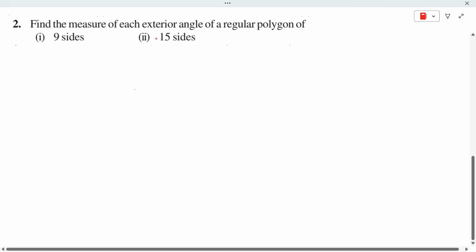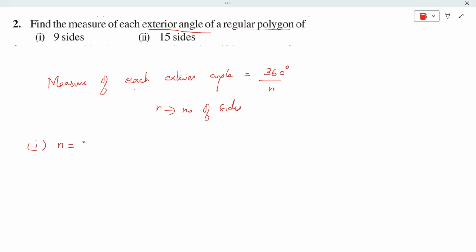Question number 2. Find the measure of each exterior angle of a regular polygon. So only if it is a regular polygon, I have the formula. Measure of each exterior angle is equal to 360 degree by n, isn't it? So we already know this formula. We are going to substitute the value of n. What is n? n is the number of sides, isn't it? So the number of sides is already given as, for the first question, n is equal to 9. So I'm going to substitute here.